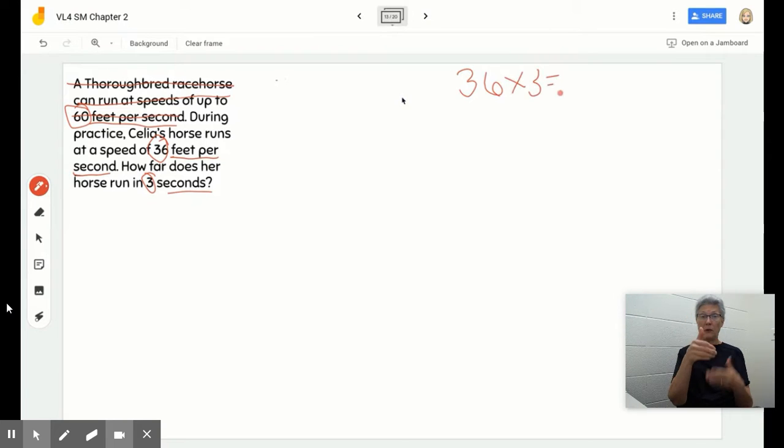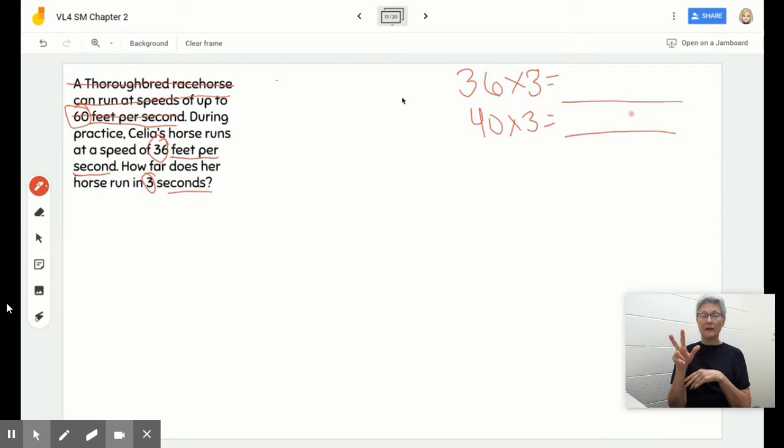And before we even get started, I always like to estimate. When I'm looking at 36, I want to round to the nearest 10. That means that 36 is closer to the next group of 10, which would be 40. So 40 times 3, I'm going to jot that down. 40 times 3 is the same as saying 4 tens times 3. I know that 4 tens times 3 is 12 tens, but it's not that we did 12 tens. 12 tens is the same as 120. So my estimate would be 120.